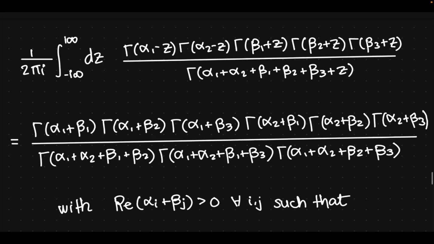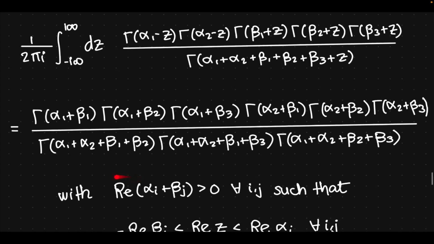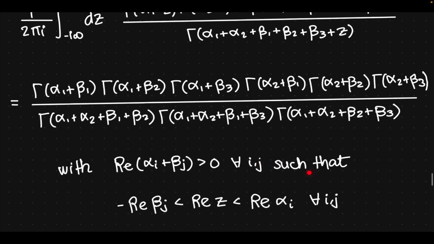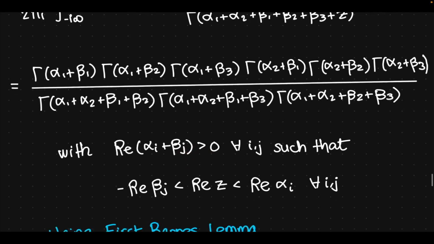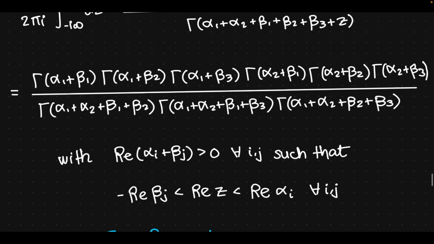Again, all this has a condition such that the real part of alpha i plus beta j is greater than 0 for all i, j, where i will be summed from 1 to 2 and j will go from 1 to 3. And when such a condition exists, there's a clear separation between the real part of alpha i and the negative real part of beta j, such that we can place a contour of integration between the real part of alpha and the negative real part of beta for all alphas and betas. And that's precisely what I'm doing.